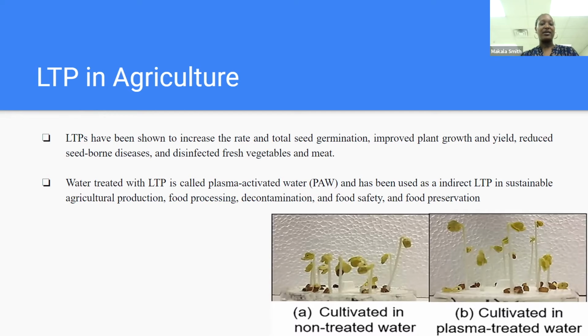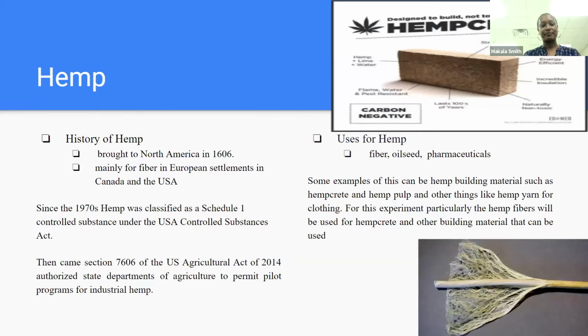Plasma can also be used indirectly with plasma activated water. It is a sustainable agricultural production with food processing, decontamination, food safety, and also food preservation. And that picture right there just shows the difference between plasma activated water and non-plasma activated water.